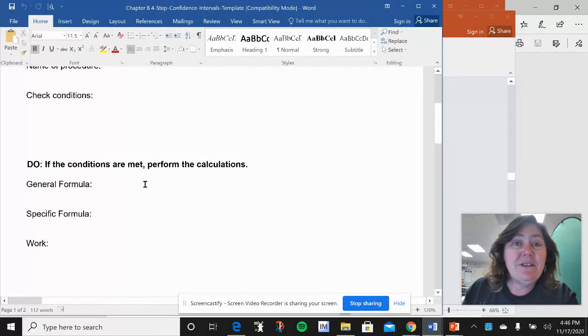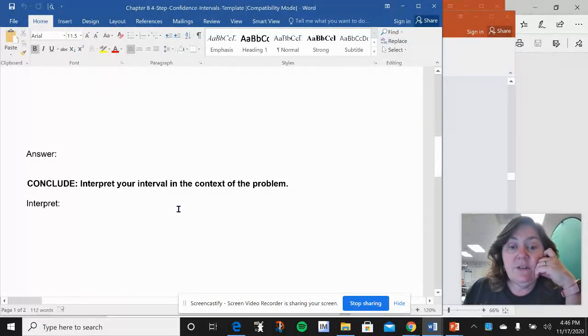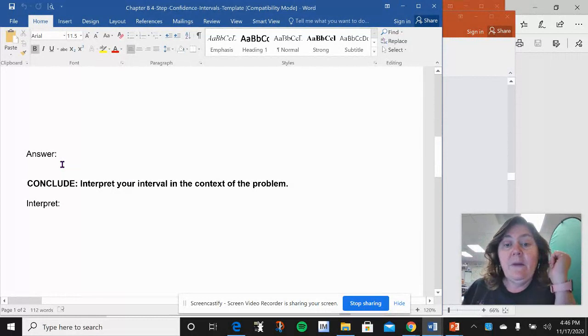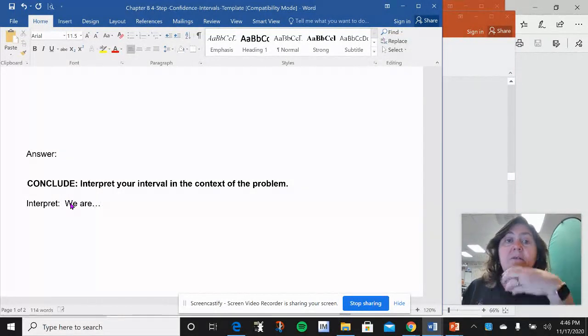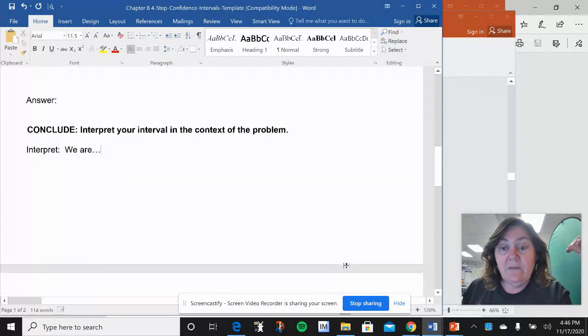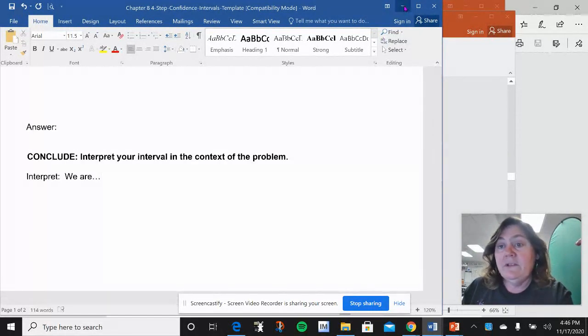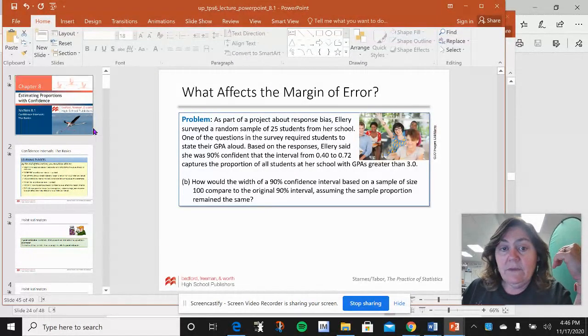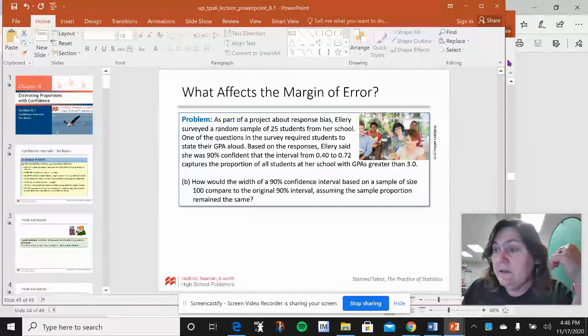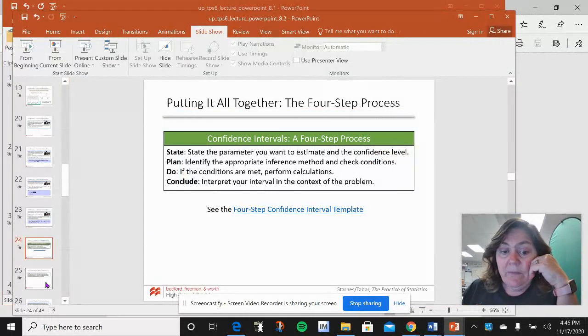Then your do. Here, you don't have to list the general formula, but if you do, you can go off and do your work, or you can put it specifically with the values in the formula. You come up with an answer, which is the interval. But then you need to interpret that interval, and that interpretation is going to start with "We are 90% confident," whatever your CI was. That document just gives you a model to follow as you're doing your homework and working through these problems. Okay, almost there.